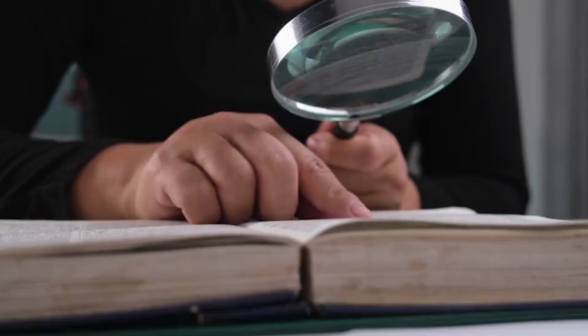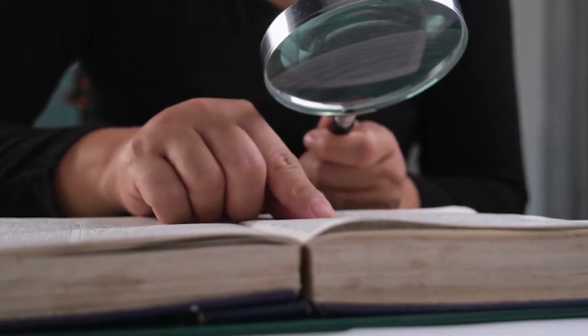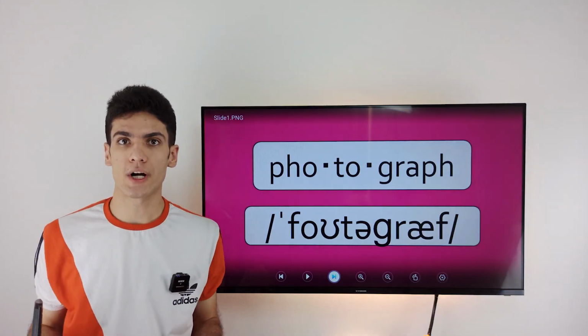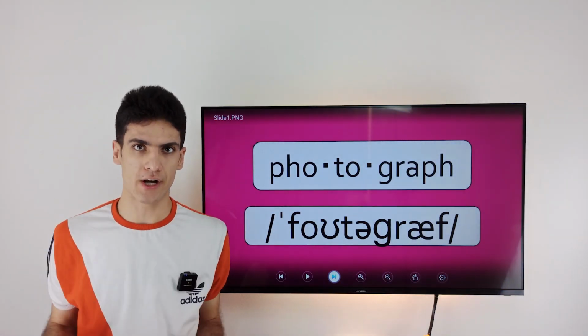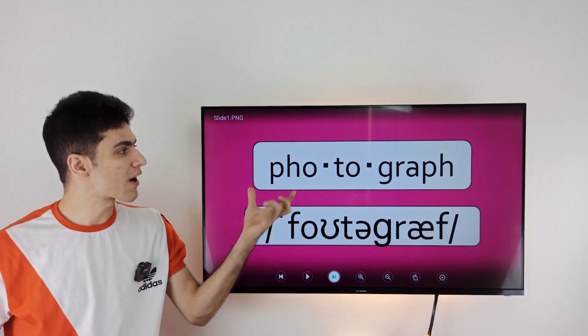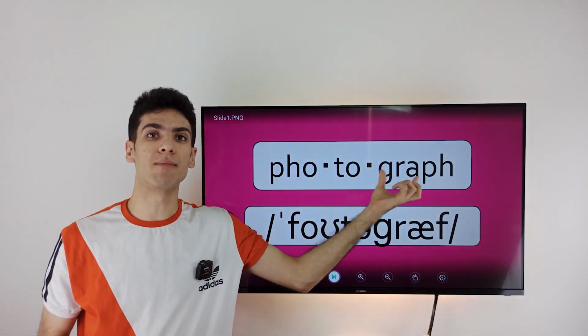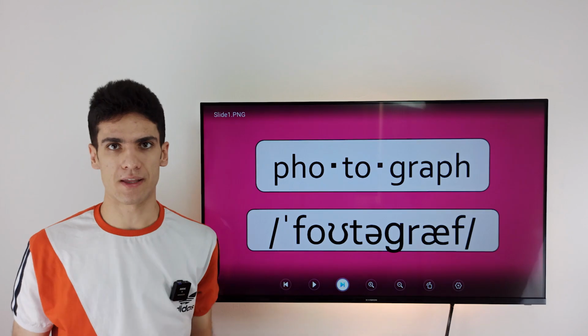Can we identify the number of syllables using a dictionary? Sure. Almost all dictionaries have this cool feature. They not only show you the number of syllables, but also the stressed syllable. Here's the step-by-step process. First, look up the word in an online or paper dictionary. Most dictionaries break down words into syllables with dots between them.